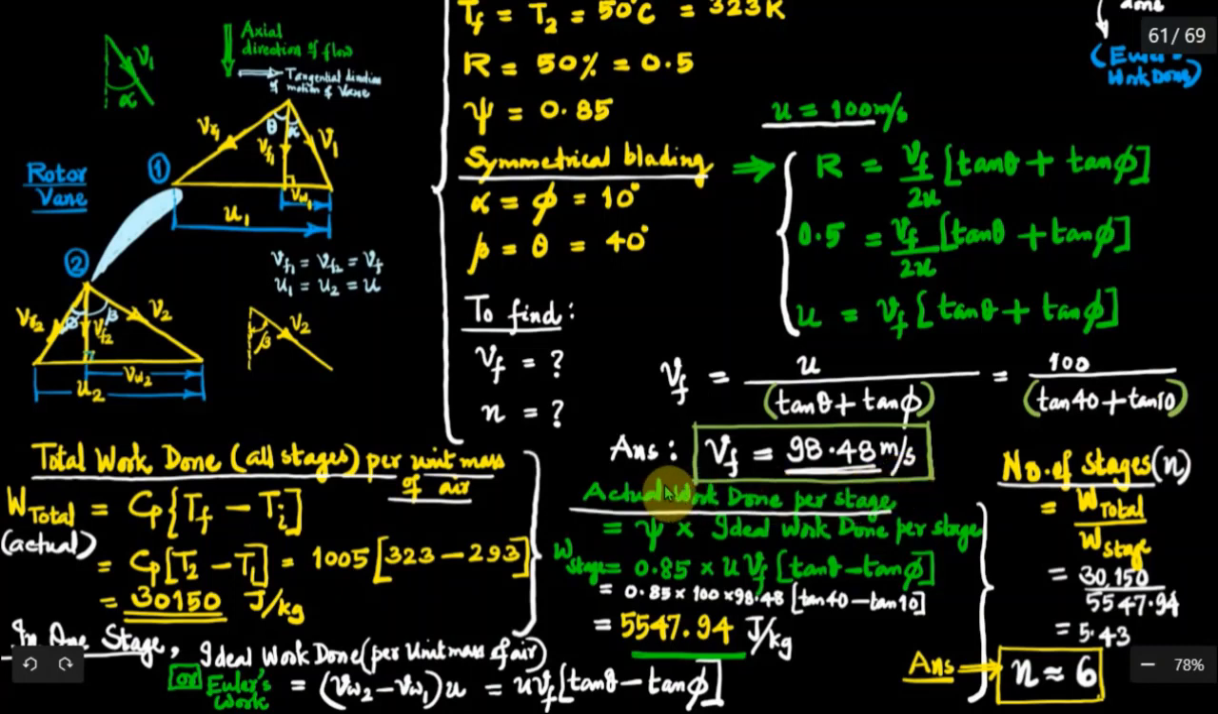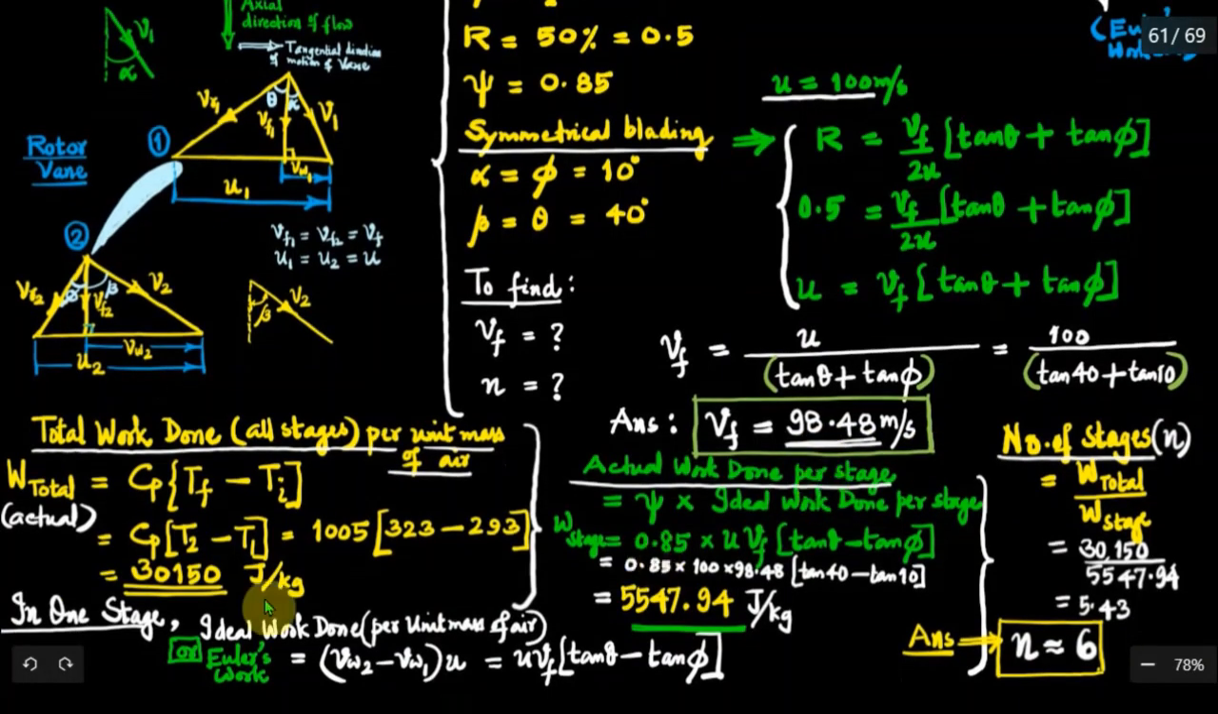That is the first part of the solution. And now we have to consider the work done and number of stages from this. See, the total work done of all stages, considering all stages, per unit mass of air. Per unit mass of air means specific work done. You express the work done in joule per kg.